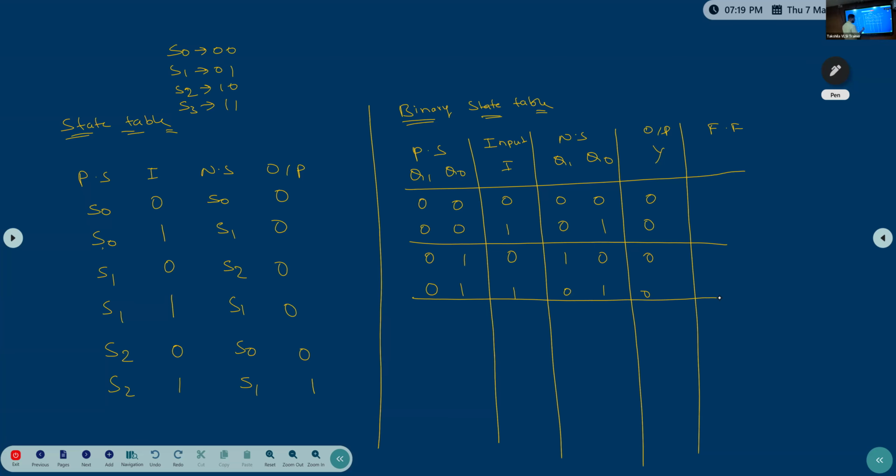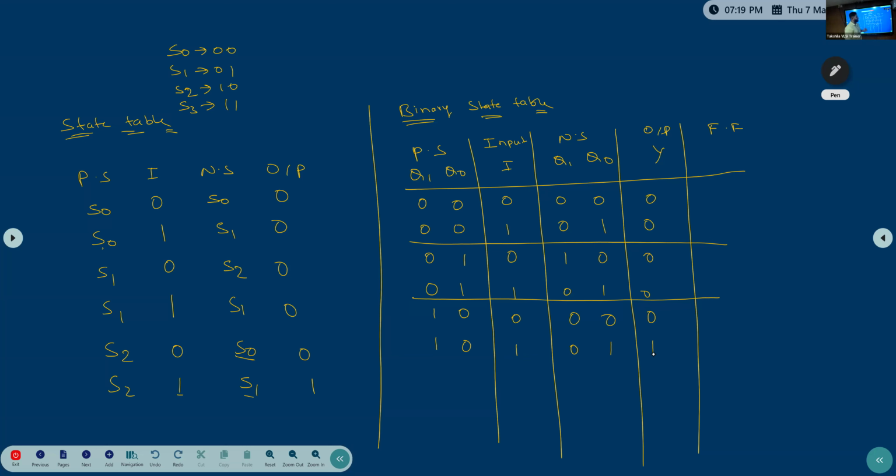So next, 1, 0, 1, 0, two cases are there. S2, yes or no? So now inputs are 0, 1. So what is the next state? S2, 0, S0 means 0, 0. So S2, 1, S1, S1 means 0, 1. Output here is 0, here is 1. Yes or no? So this is the thing.